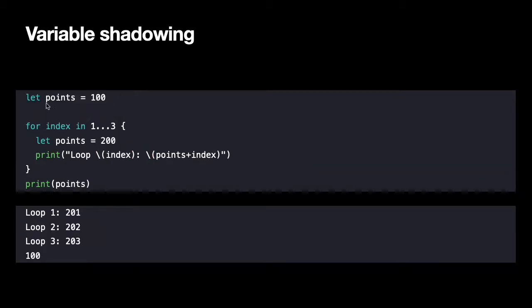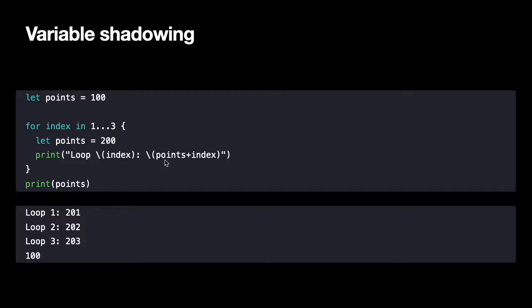Here we define a global variable points, and then we have a for index in 1 through 3, so our for loop, where we have a local variable also named points. And then in our loop, we are using the points variable. The question is, which points variable do we use? Do we use the local one or do we use the global one? And the answer is we use the one with the closest scope.